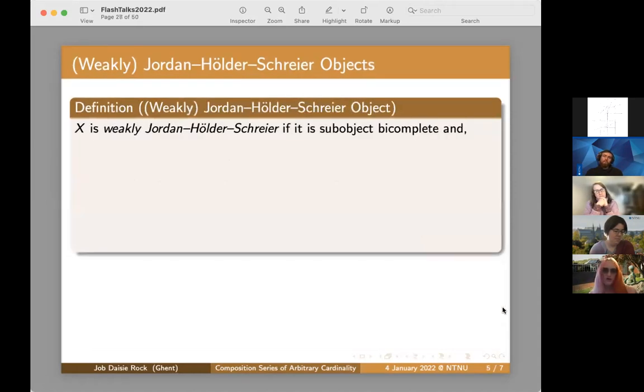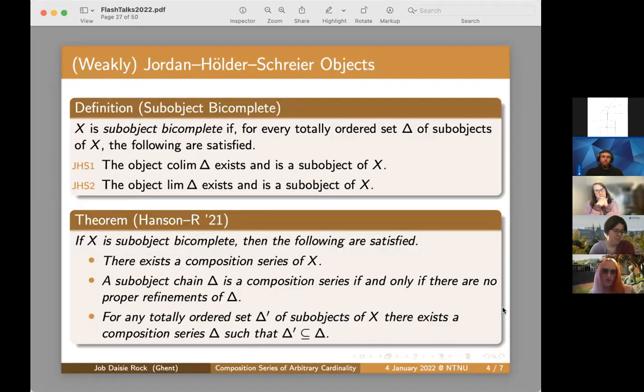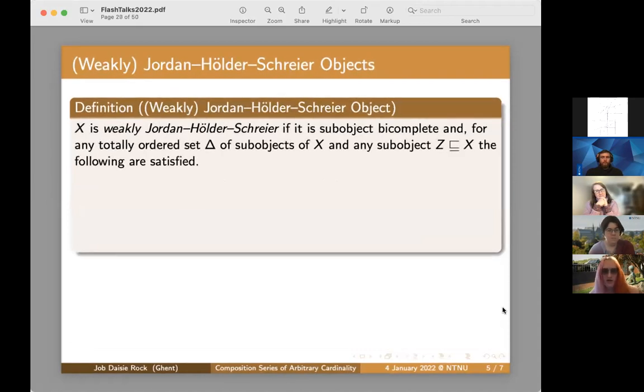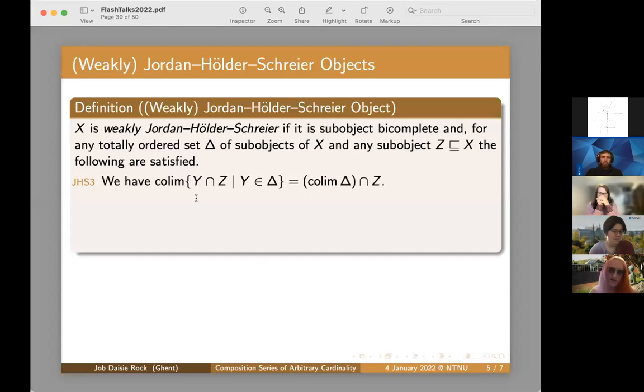Okay, so you saw that these two assumptions are labeled JHS1 and JHS2. So let's keep going. You take some bicomplete subobject X, and then you look at one of its totally ordered chains of subobjects, delta, and some other subobject Z, and we need these to play nice. The two requirements we have are that the colimit of this set is equal to the colimit of delta intersected with Z inside of X. And this set on the left, Y intersect Z for all Y in delta, is exactly what it looks like, but this is also totally ordered, by using properties of limits and colimits.